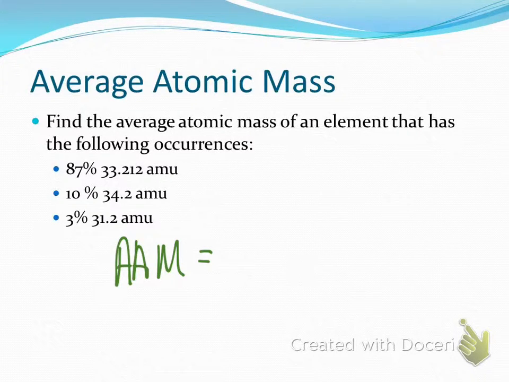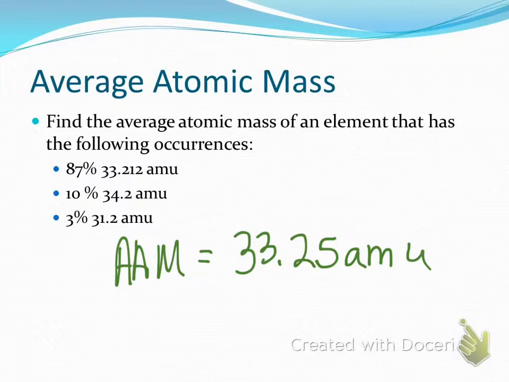41.67. Do we agree? That's not quite what I had. Does 41 look like it's an average of those 3 numbers? No. Try it one more time. Try to plug it in one more time. Sarah, what'd you get? 33.25. 33.25. And what's our units here? AMU. Atomic mass unit. Okay, AMU.